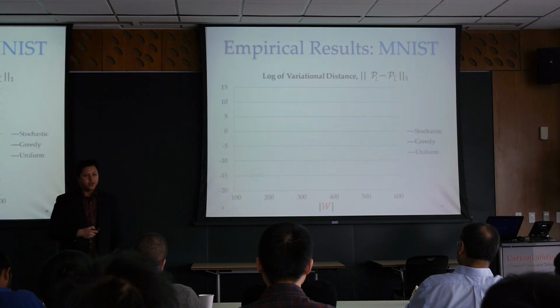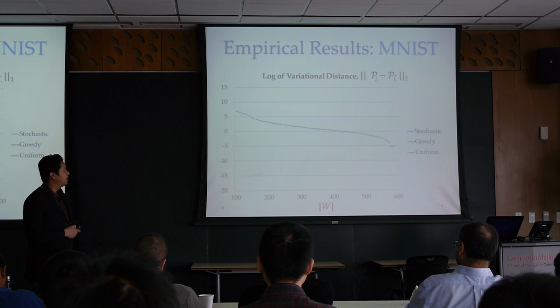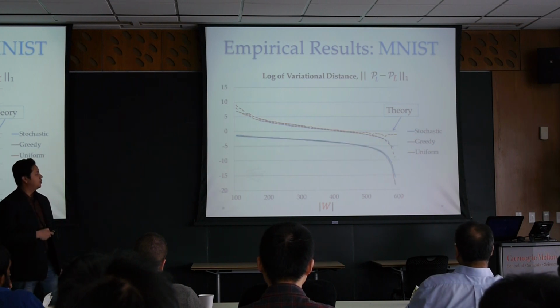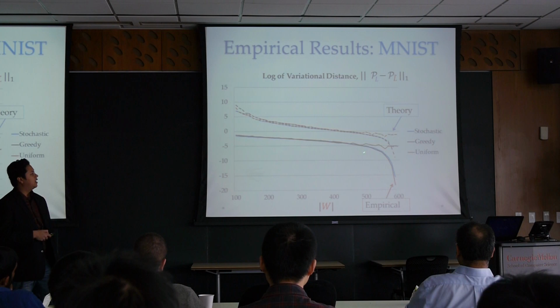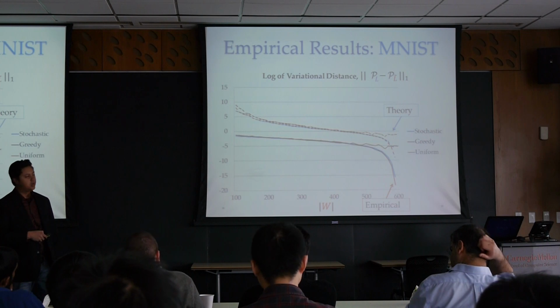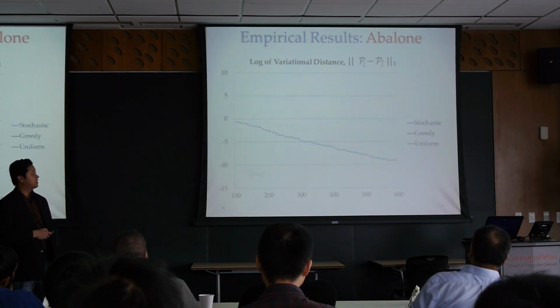we ran this against a few data sets. Here is what we get just by looking at our bounds, and here's what we get by looking at the empirical value. As you can see, the theory tracks the behavior of the empirical performance of the different types of Nystrom approximation really well. Here's a better example.